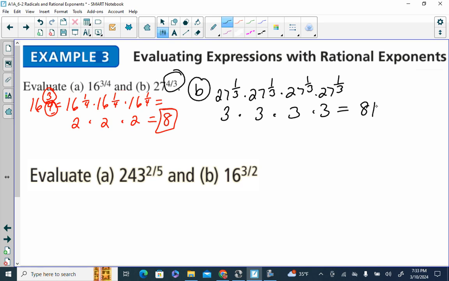The other way of thinking about it is this. I want the cube root of 27, which is 3. I have to use that 3 as a factor 4 times. And we get 81.